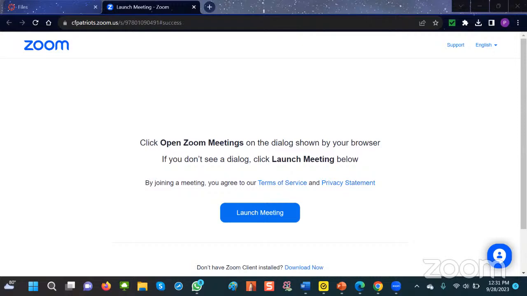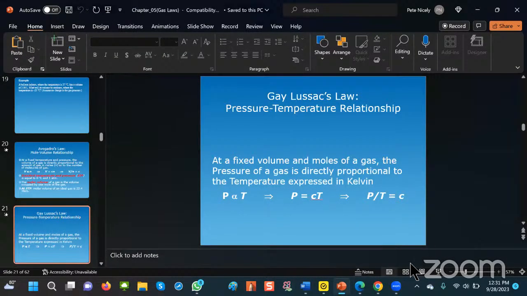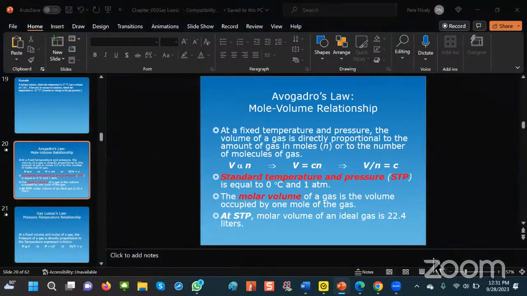So we're going to continue our discussion of gases. And in particular, we'll be discussing some other laws. Again, this should be a bit of a review for you guys. So we talked about Boyle's law earlier. So the next law we're going to discuss is Avogadro's law, which describes the relationship between the moles of a gas and the volume.